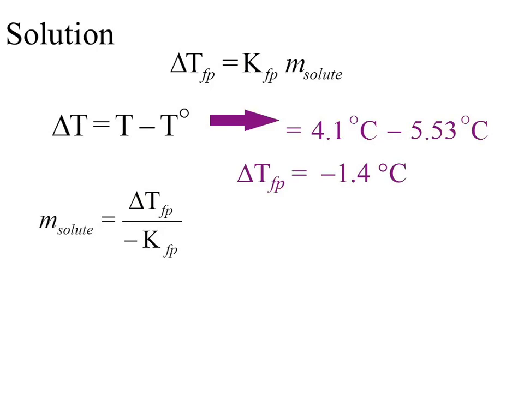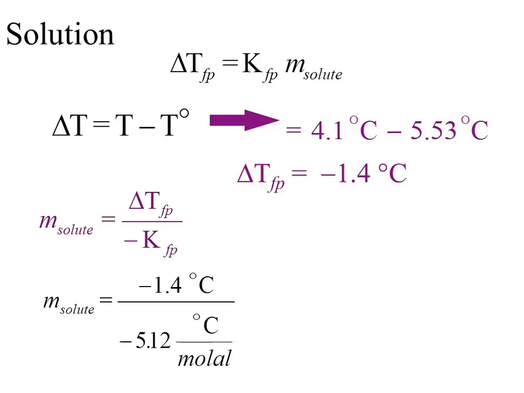So if I rearrange the freezing point depression equation, of course the molality is equal to the delta TFP divided by negative KFP, which in this case looks like this. Our freezing point depression was negative 1.4 degrees Celsius, divided by, from the table, the freezing point depression constant, negative 5.12 degrees Celsius per molal. Again, make sure you use all your units, because units will give you confidence that you set it up right. We'll have units of molal left, rounding it to 2 significant figures. The molality is 0.27.